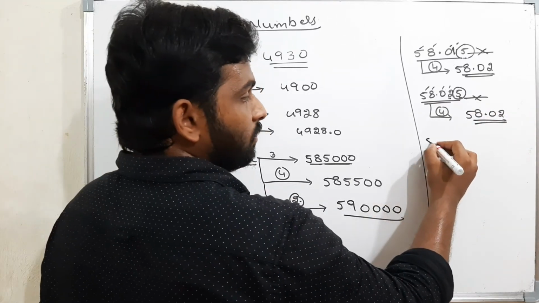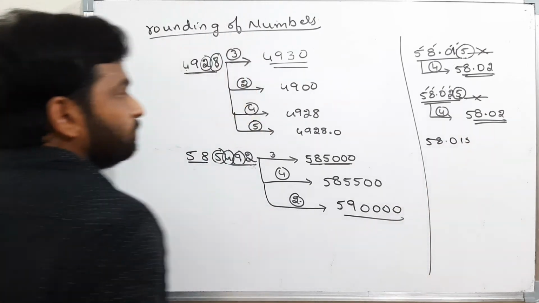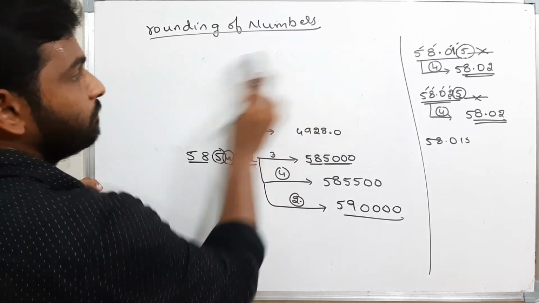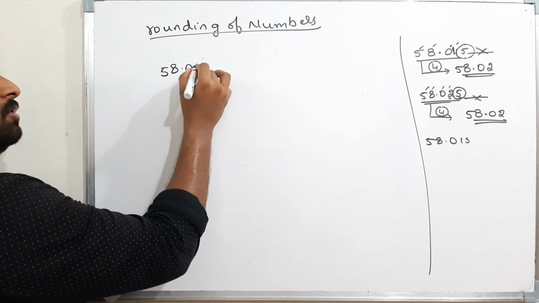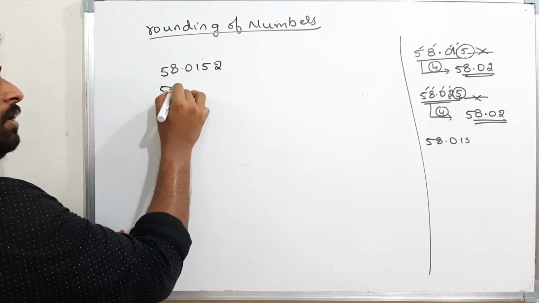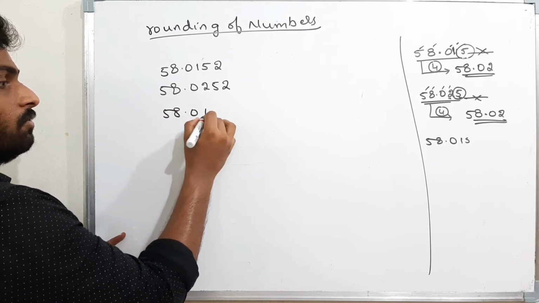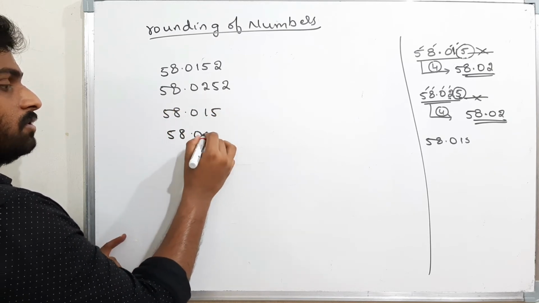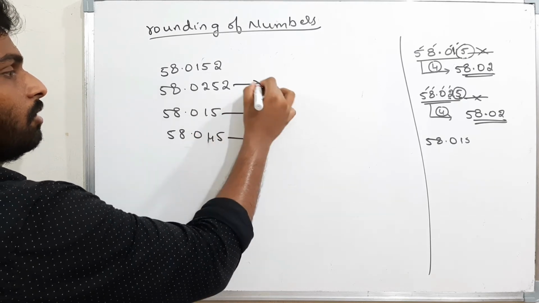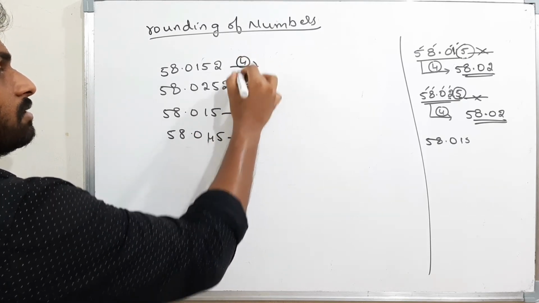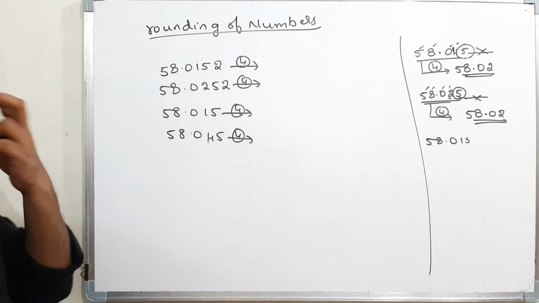Okay, now the same with this one. 58.0. Okay, see my answer for this quickly. 58.0152, 58.0252, 58.015, 58.045. Round off all the numbers to 4 significant figures. Now, find the answer.